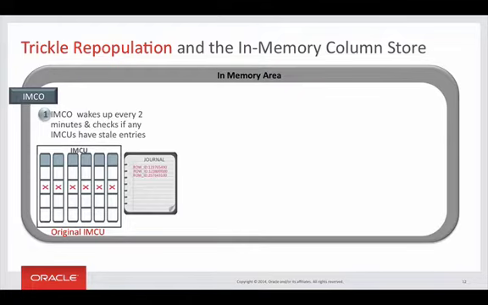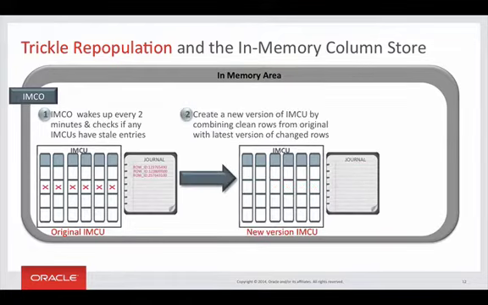If we find an IMCU with some stale entries, we're going to create a new version of that IMCU, just as we did before, by combining the clean entries from the existing one with the latest version of those changed rows. And again, the original IMCU will be marked stale as of the SCN that we're going to use for this operation. It will still stay online in the in-memory column store for any longer running transactions or queries that may be going on that may need it.